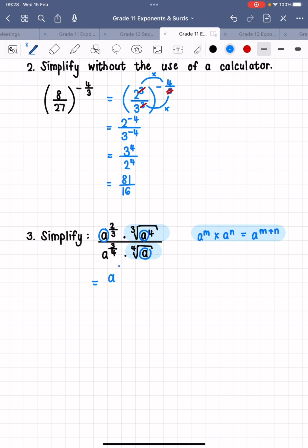So we're going to have a to the power of 2 over 3 times a to the power of 4 over 3. Remember, the number on the inside goes at the top, and the number on the outside goes at the bottom.